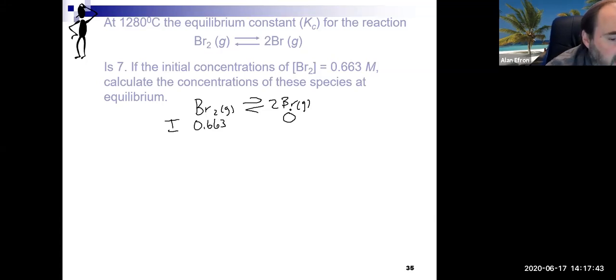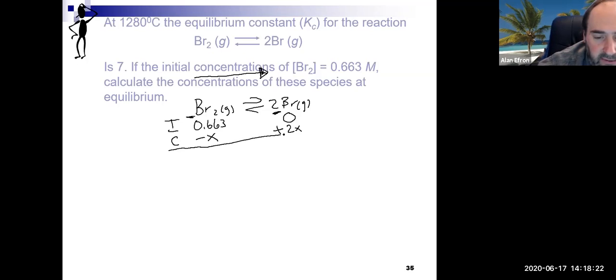Now, when we do our change part, because we weren't given anything on the product side, just like before, it is probably safe to assume that you could roll this way. And when we go that way, what that means is our reactants should start to decrease with time, which means on the reactant side it should be negative, while our products should increase with time, which means they should be positive. And again, this is where we're going to use x to represent our change. So this would be minus x, the coefficient here is 1. This would be plus 2x, and the 2 comes from the coefficient that we have there.